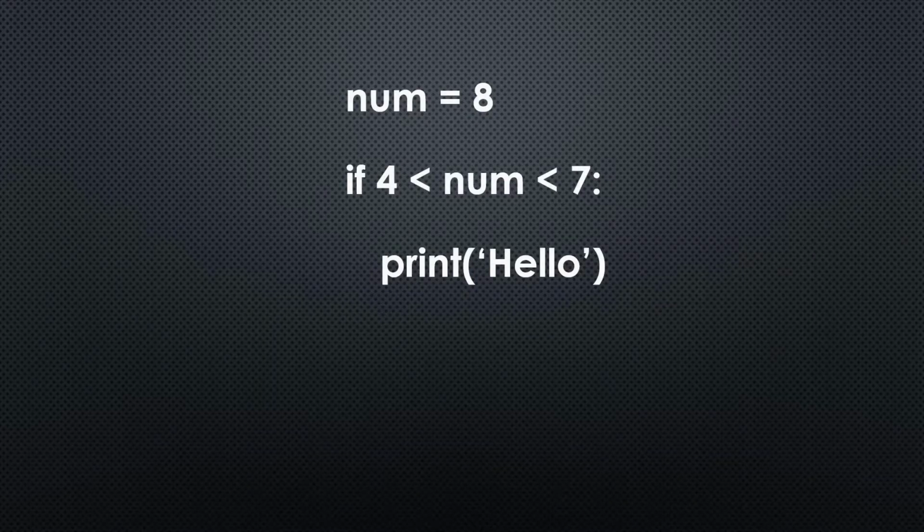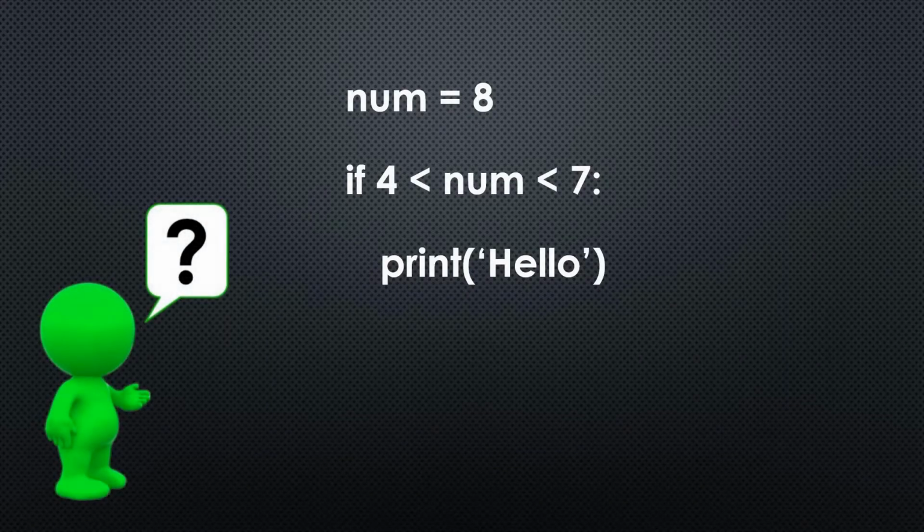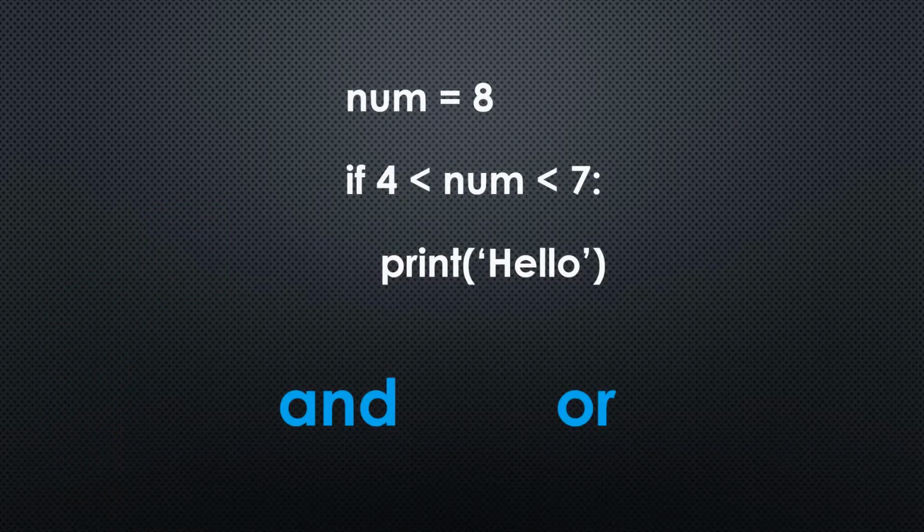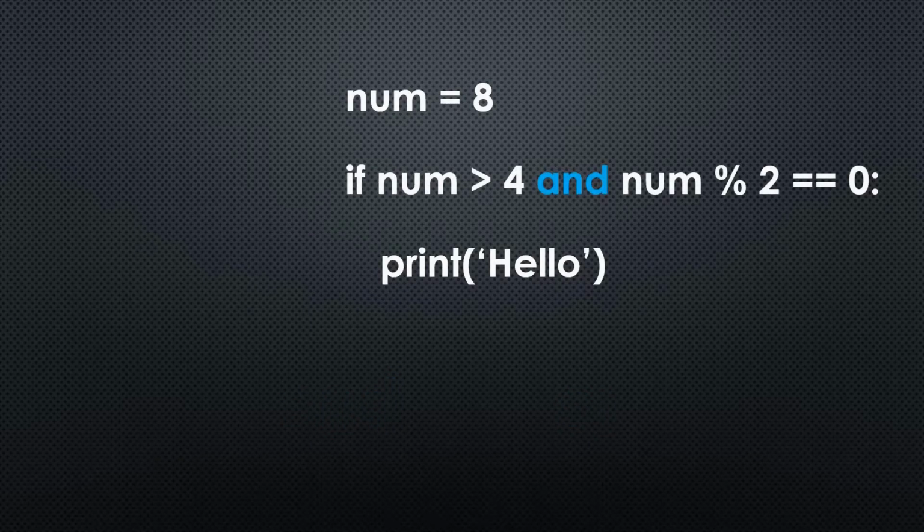But wait, there's more. What if we had two conditions that couldn't be expressed in a combined way like this? Say we wanted our number to be greater than 4 and even. Well, we can use Boolean operations such as and or. So in this example, we'd write if num is greater than 4 and num modulus 2 equals 0. In other words, num is divisible by 2. In other words, num is even. See how simple it is?